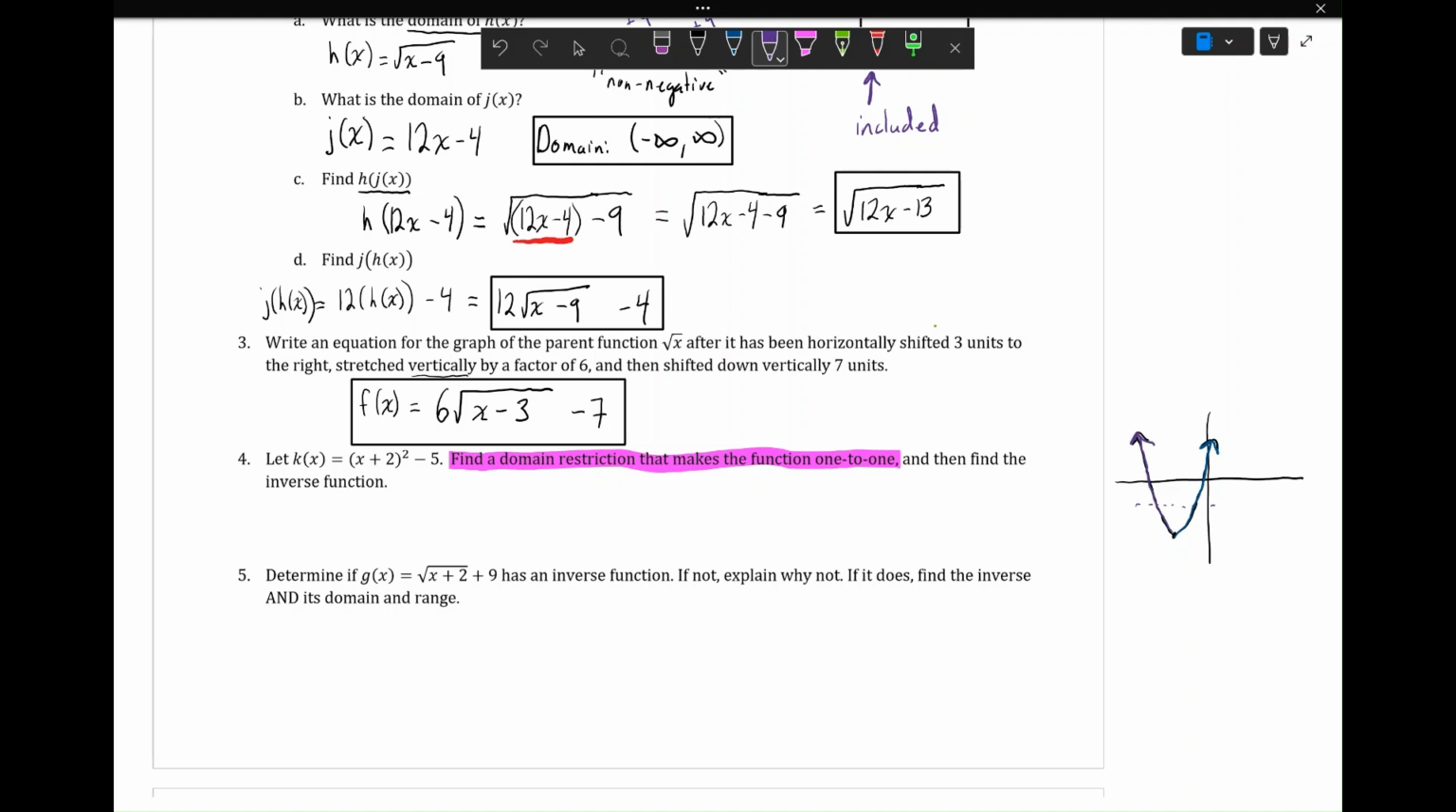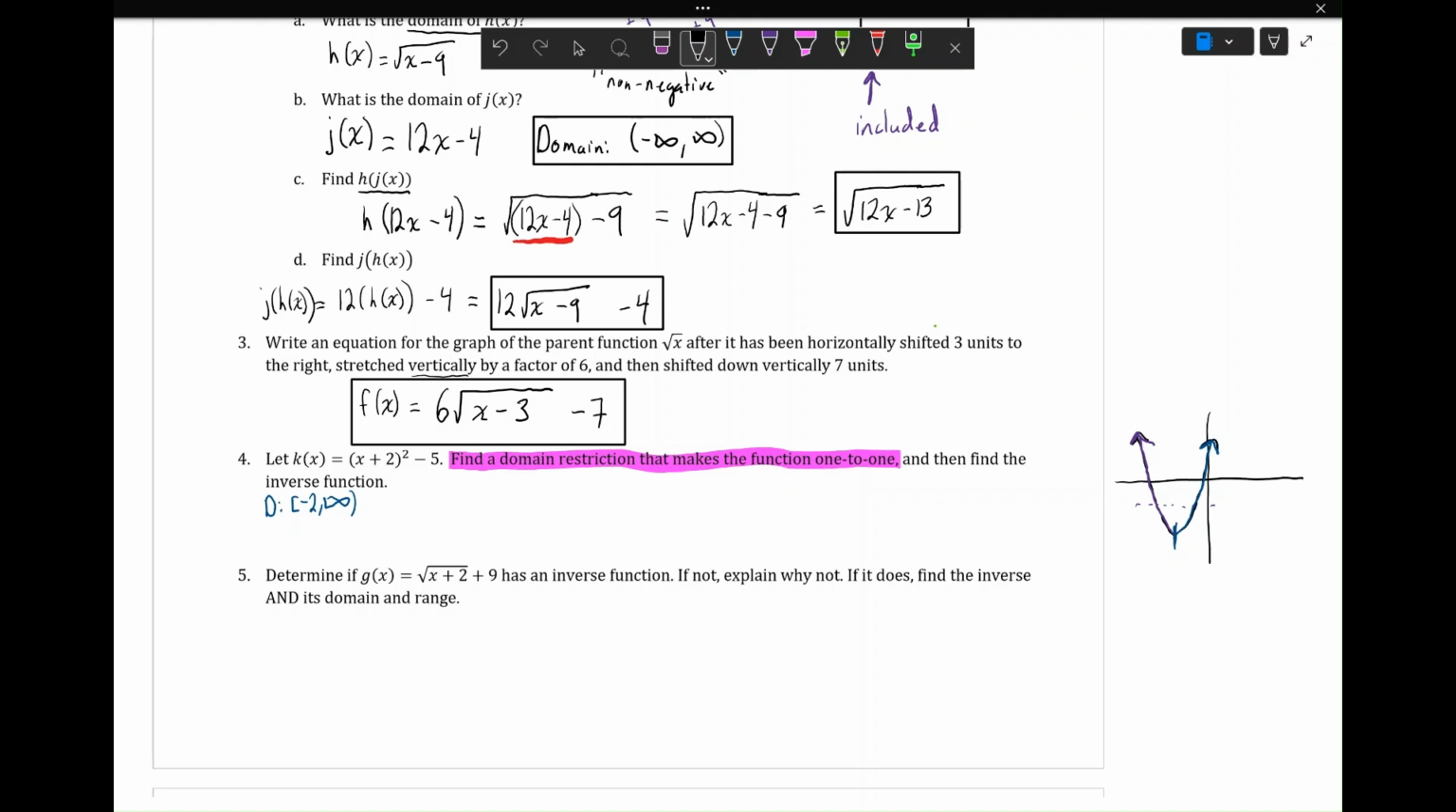I tend to take the right side, and so we look at what gives us just the right side. Let's see, this vertex is at x equals -2. And so we're going to say our domain restriction is from -2 to infinity. So that's us just using the right-hand side of that parabola. This allows us to find an inverse.